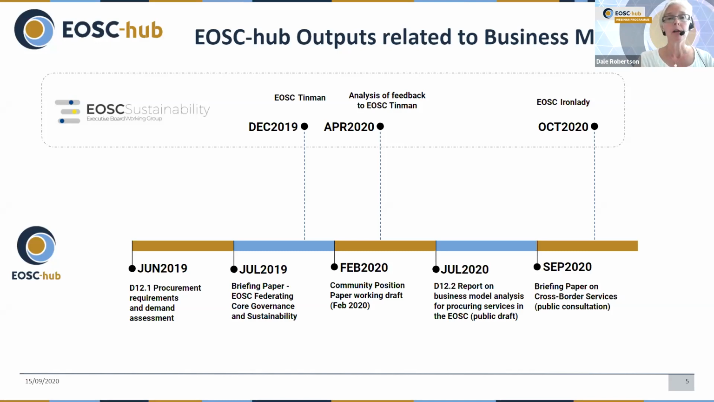Meanwhile, late last year, the EOSC Sustainability Working Group published its Tin Man document, and a few months later they published an analysis, a summary of the feedback that they had received through their public consultation. In February, we posted a working draft, it's still a working draft, of a community position paper on the Federating Core, which largely is based on the EOSC-hub Federating Core proposals. Then rolling forward to this summer, there was the second procurement report, which looked at 4 different procurement models, in particular looking at public-to-public procurement, which is the most relevant scenario for the cross-border services work. And then very recently we published this briefing paper that is the subject of this webinar just now. And then of course, as you probably know, the Iron Lady report is due to be published shortly as well.